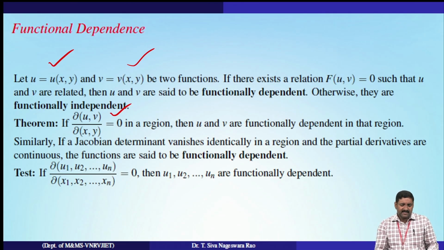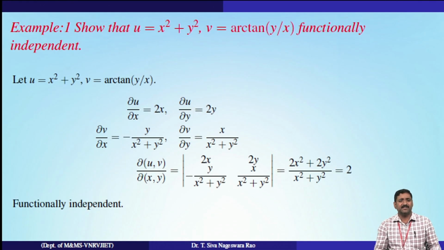Similarly, we can extend the same formula for n number of functions involving n number of variables. Here, what are the n functions? u1, u2, so on, un represent n different functions involving n different variables, say x1, x2, so on, xn. If you want to say these n functions are functionally dependent, it is enough to show their Jacobian is equal to 0. Now we will see examples.